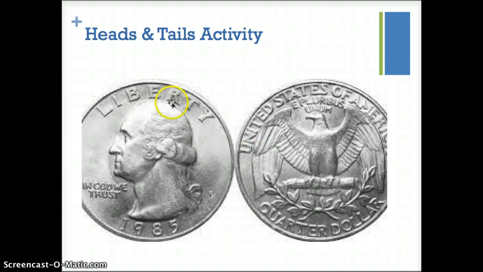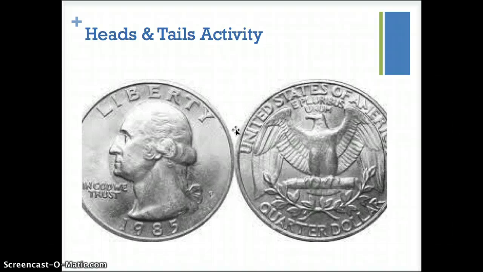The next activity we'll do is a heads and tails activity. Everybody has 1 quarter in their hand. Now we're going to flip your quarter 25 times, and each time you do it, make sure you write down whether it was tails or whether it was heads. In the example I did, I got tails 11 times and heads 14 times.